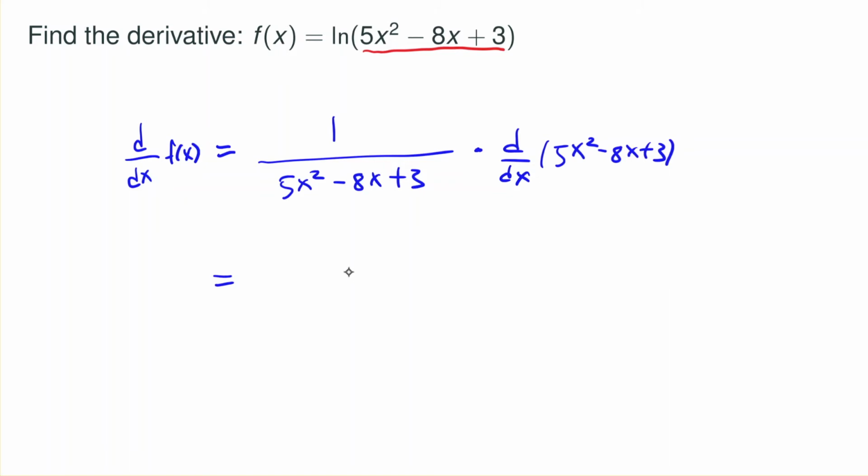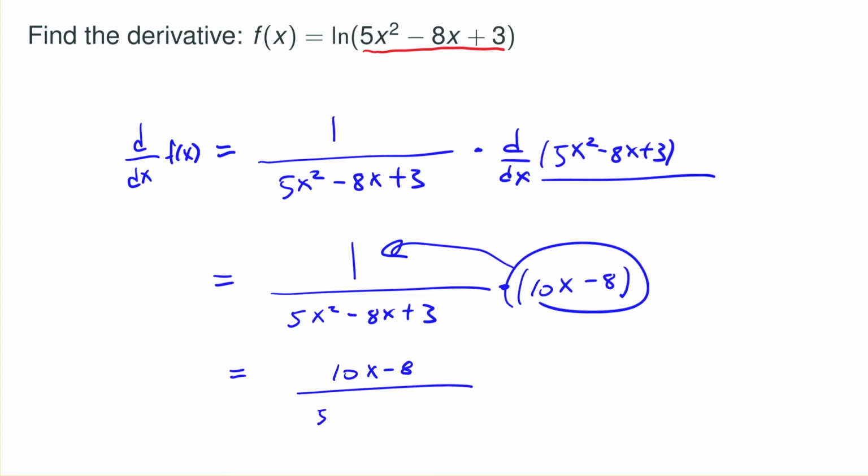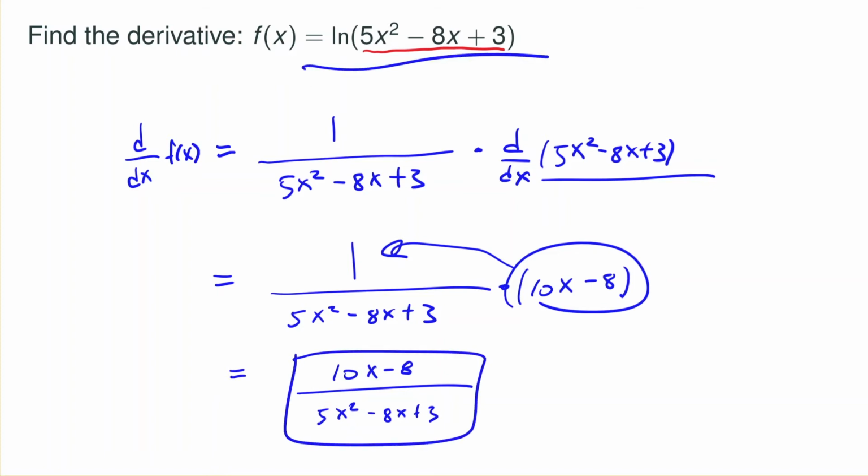So then we have 1 over 5x squared minus 8x plus 3. And we multiply derivative of this, which is 10x by power rule minus 8. And yeah, we can multiply these two numerators, combine to one fraction. So we have 10x minus 8 over 5x squared minus 8x plus 3. So this is the derivative of this function.